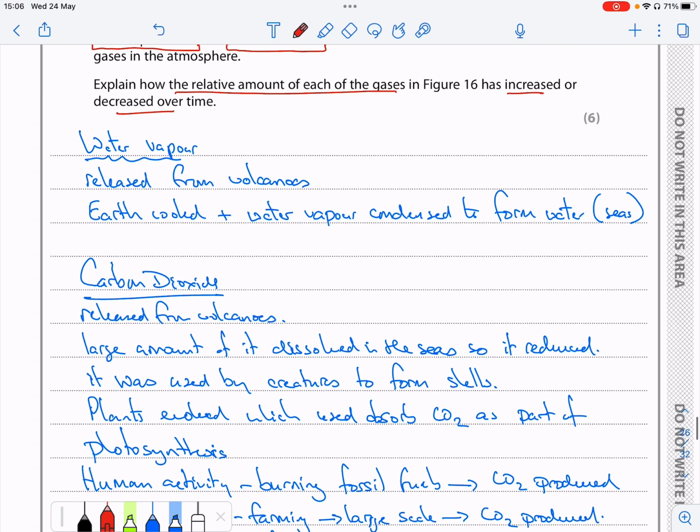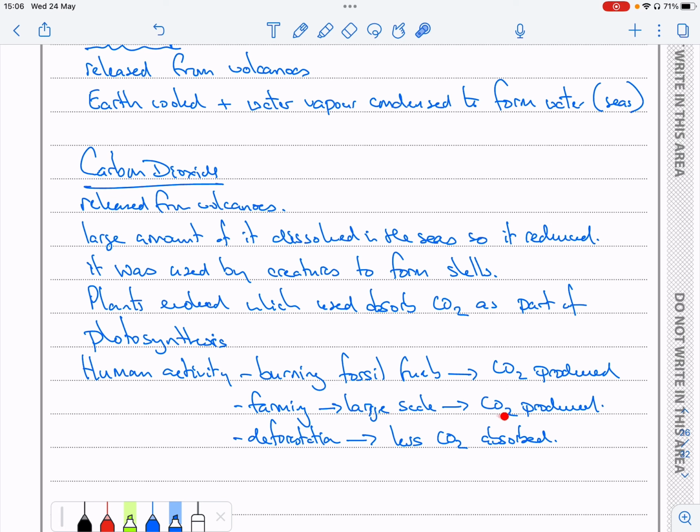In terms of human activity around this one, we know that we burn fossil fuels and they produce carbon dioxide, so that's going to lead to an increase. Farming, again, large-scale farming, we know there's an increase in CO2, and deforestation, removing of trees, means that there's going to be less carbon dioxide absorbed by photosynthesis.